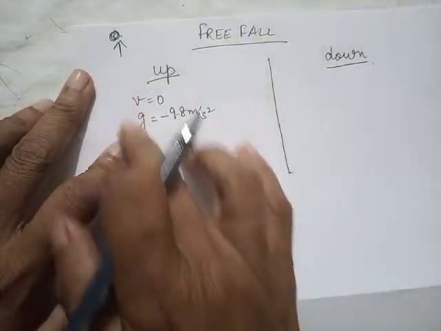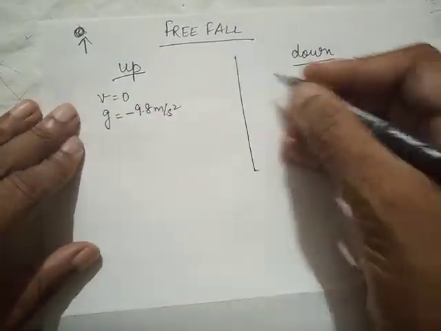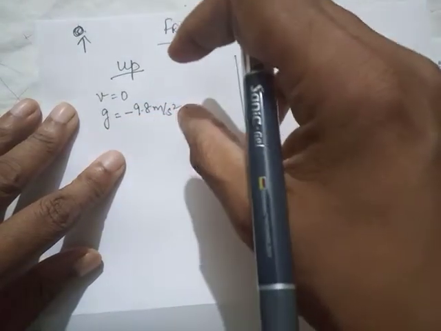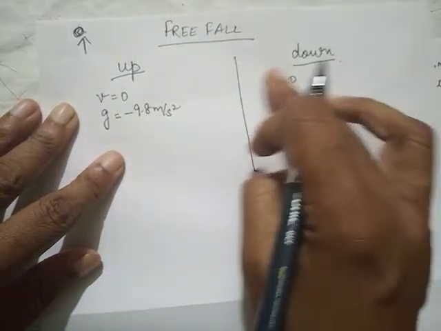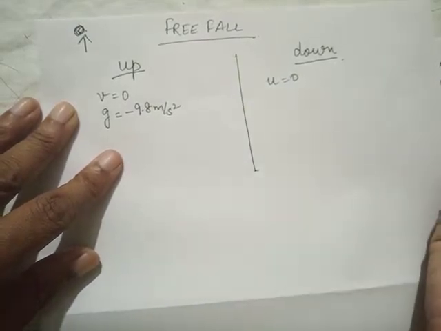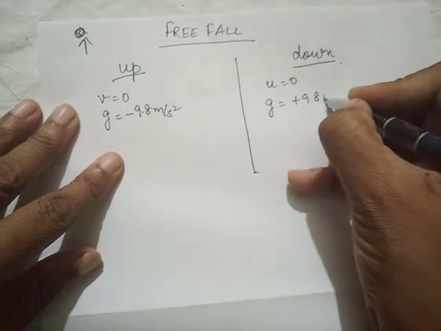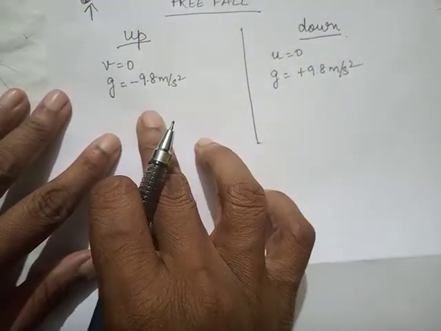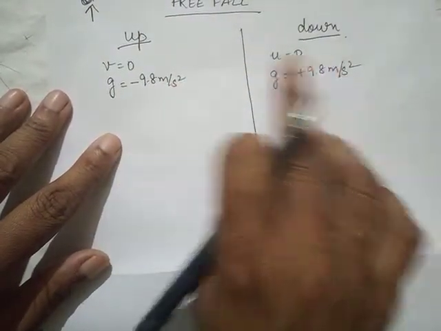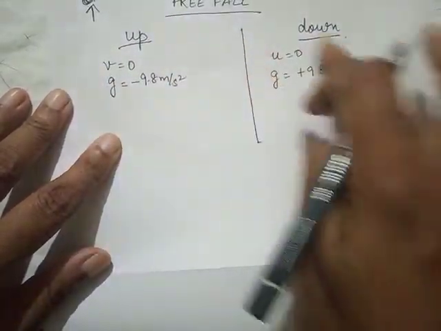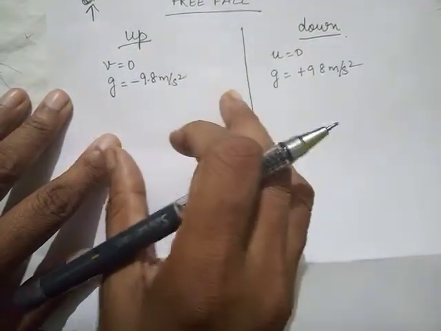Now these two are known conclusions. For a body moving downwards, initial velocity will be 0, because whenever you're dropping a body down, you don't have to give any velocity. You just have to drop it. It will start with 0 velocity but hit the ground with a higher velocity. It will have a final velocity. And g you will take as plus 9.8 meter per second square. So these are the two conclusions. In the numerical, either it will be an upward journey or a downward journey, and these two conclusions will not be given in the question. You have to assume or take them by yourself.